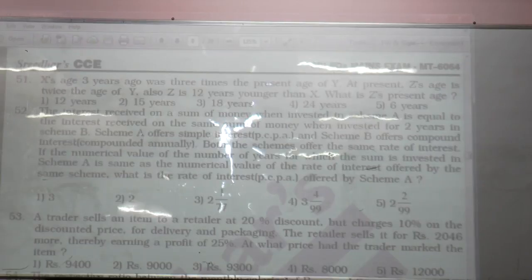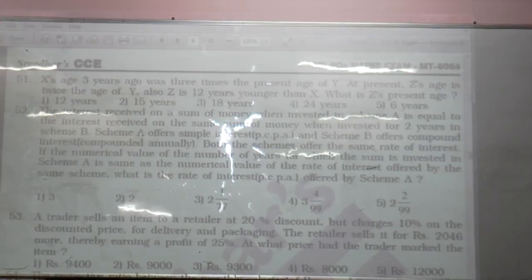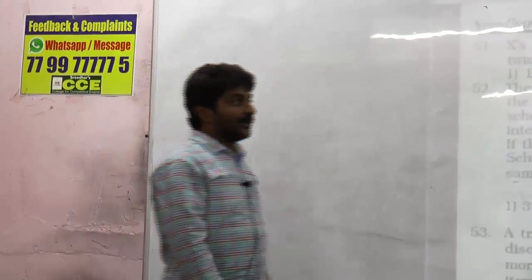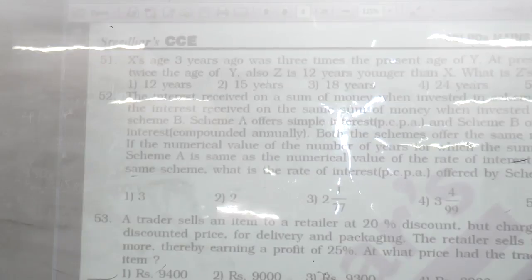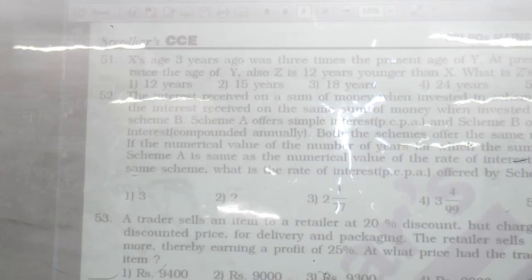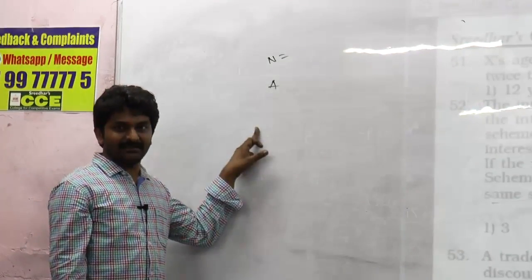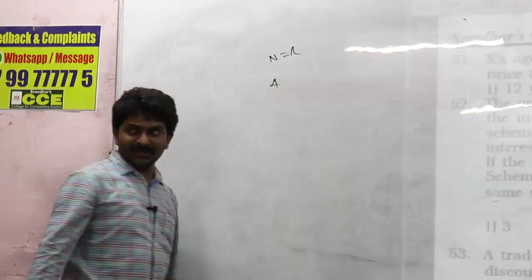Here scheme A offers simple interest and scheme B offers compound interest. This is given for how many years? 2 years. Same when invested for 2 years. N value is 2. Rates of interest are same. Principals are same. And in scheme A, N value is equal to the rate of interest used in this scheme. So N is equal to R. That's what is given.